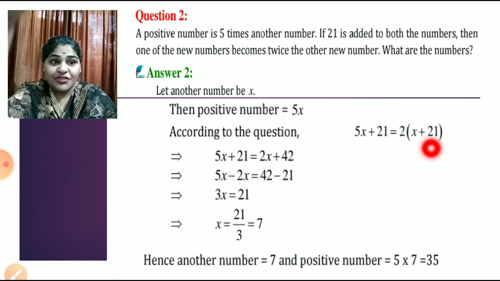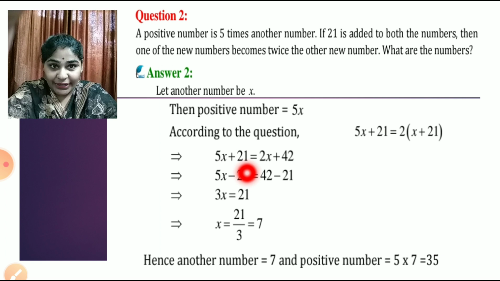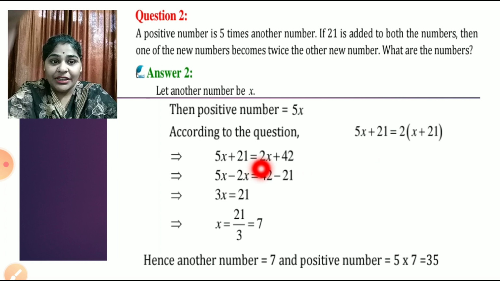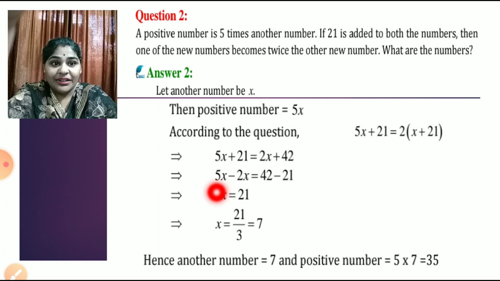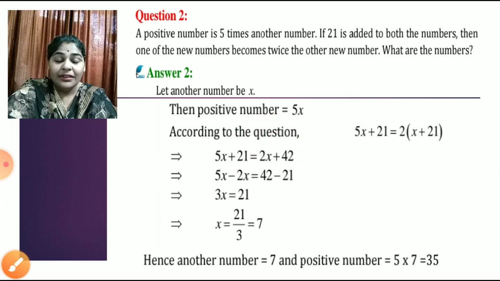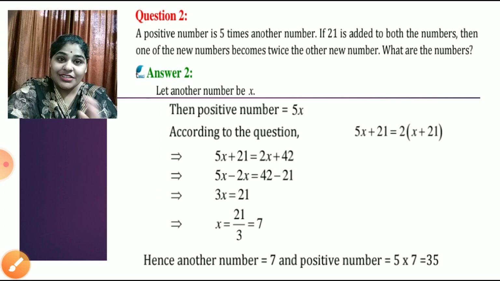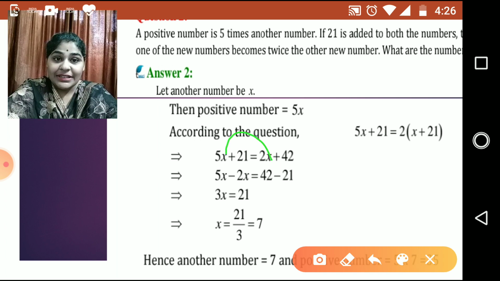Let us first open the bracket which is there on the right hand side. So here it is 5x plus 21 equal to 2x. 2 multiplied by x will be 2x, plus 21 into 2 will be 42. So now we are transporting 2x to the left hand side and 21 to the right hand side. That is, we are bringing the terms which consist of the variables towards the left hand side and all the constants to the right hand side, right? So here 2x will be coming to the left hand side. It is plus 2x which becomes negative 2x.